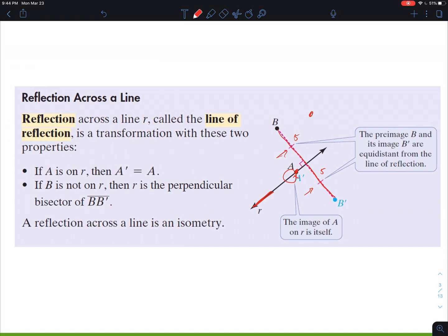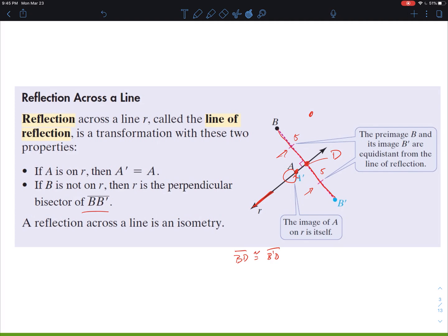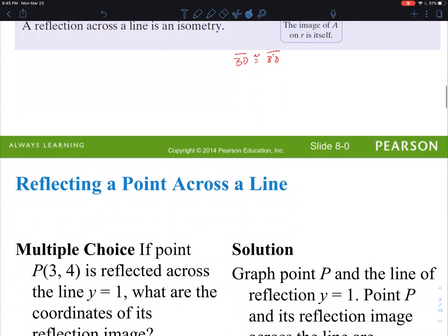So what we're looking for is always a perpendicular bisector. Remember, makes 90 degrees, where the point, like if I drew a point here and called that D, then BD, the segment BD, would have to be congruent to the segment B prime D, right? That's what we're trying to get at here. And that's what this is saying here, all right? So hopefully this is not going too quickly, but quickly enough so that we get the understanding of how to do some of the problem sets here.